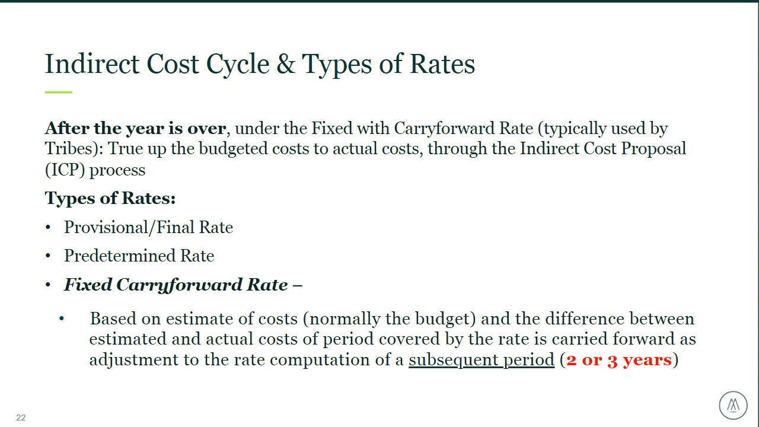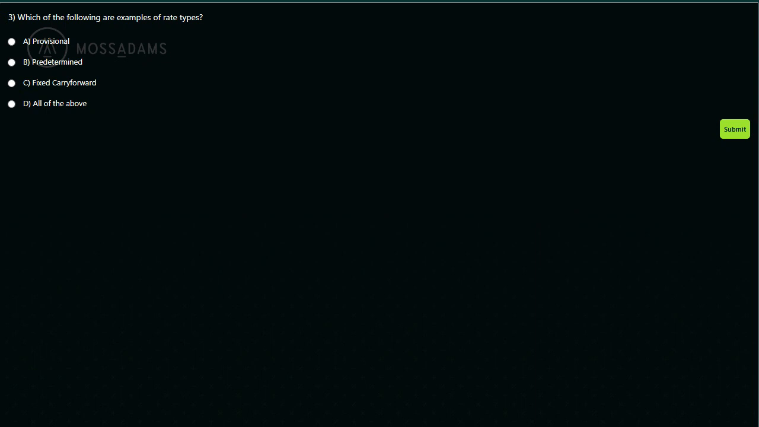And it looks like we have another polling question, Amy. All right, thank you. The third polling question, which of the following are examples of rate types? Provisional, predetermined, fixed carry forward, or G, all of the above?